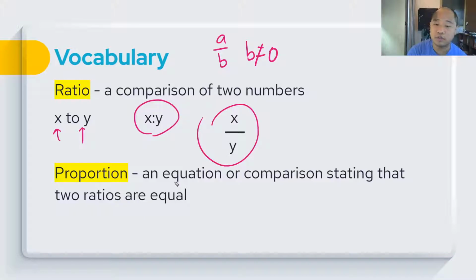A proportion is an equation or a comparison of two ratios that are equal to each other. So if a over b was equal to x over y, then this would be a proportional relationship, and the equation is called a proportion.